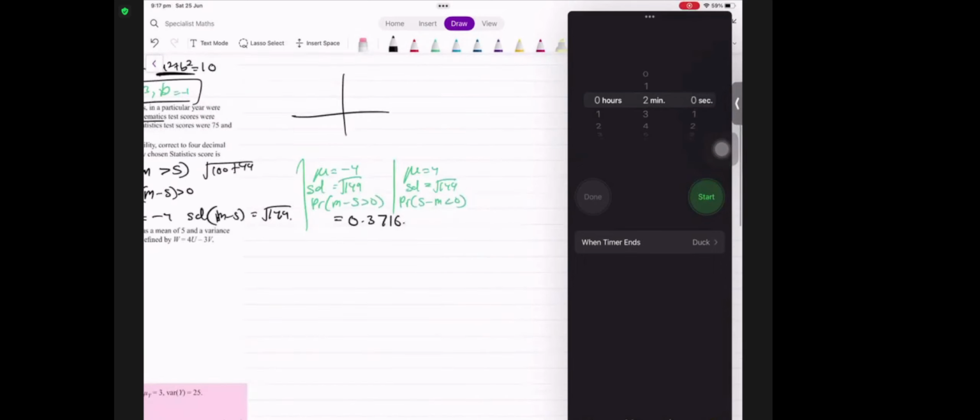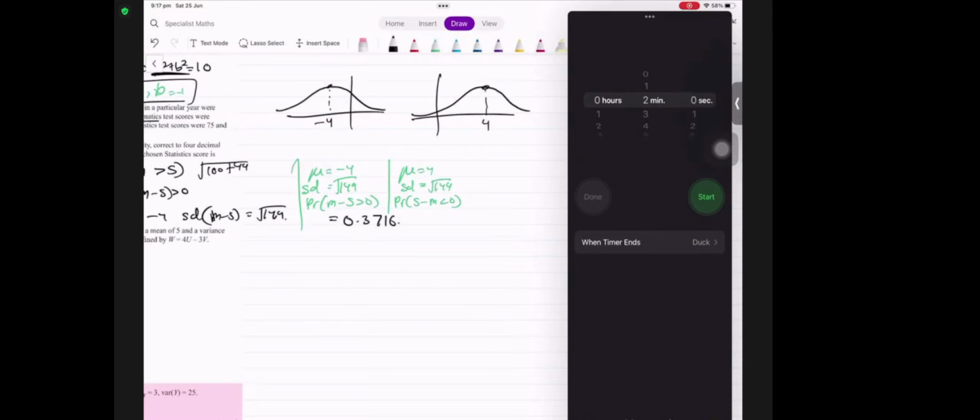The main idea here is really just symmetry, but I will go through it. Not the best of drawings, but this is -4 and here would be 4. The standard deviation is still the same, so the graph still has the same width, or x dilation.